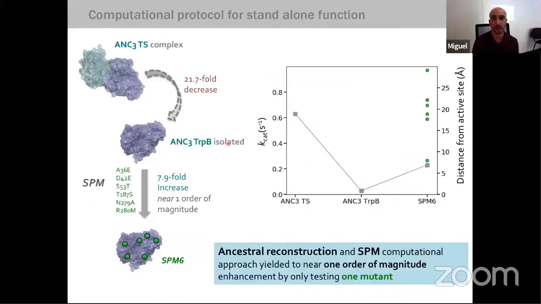And as you see, the SPM6 variant, where most of the mutations are also distal, increased by nearly one order of magnitude the activity in the absence of the TRPA subunit, by only testing one single mutant from a rational approach.